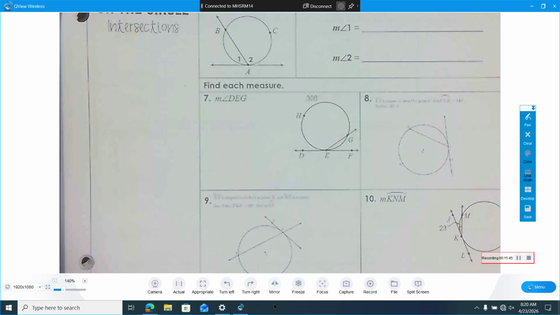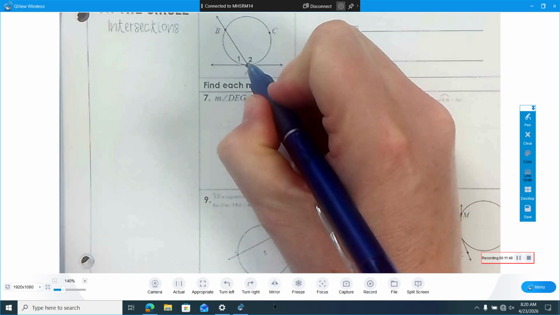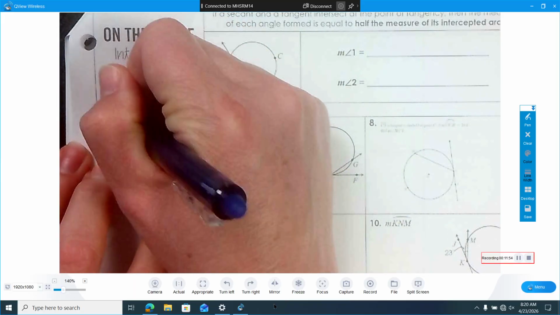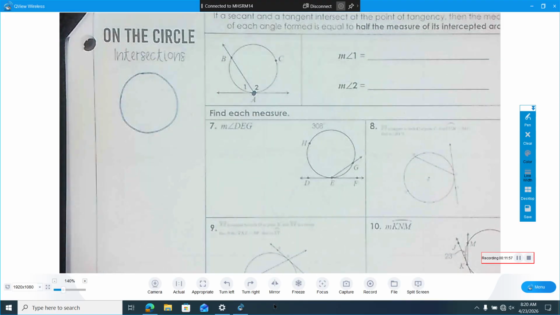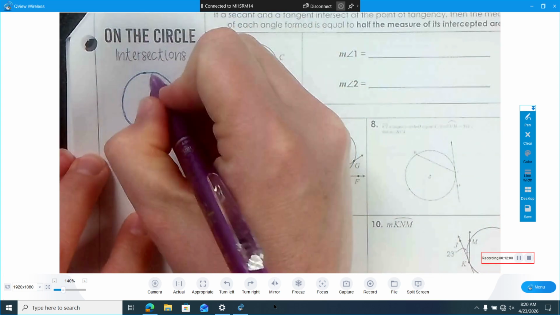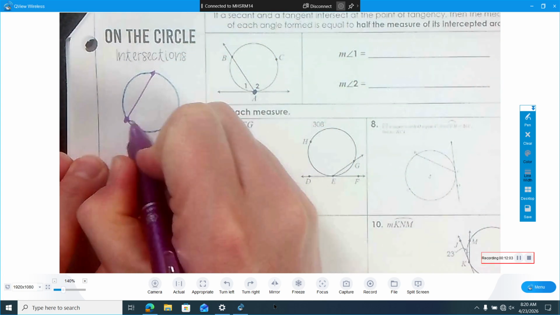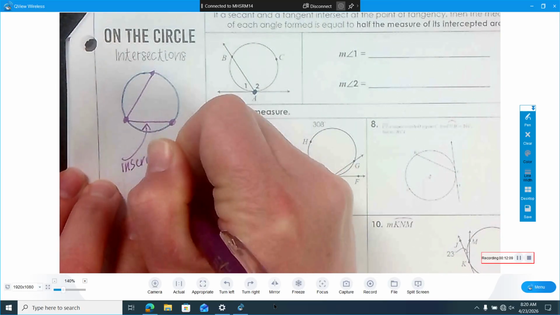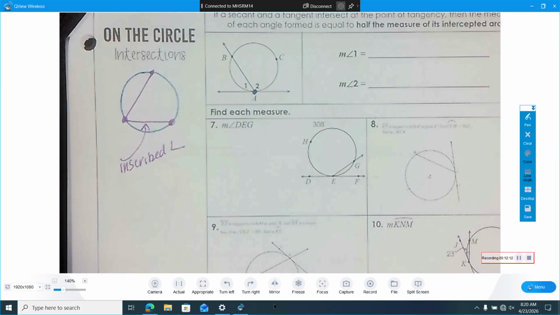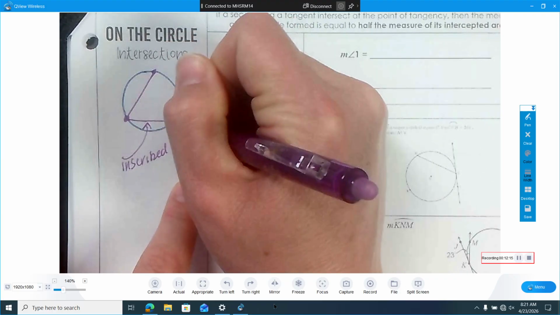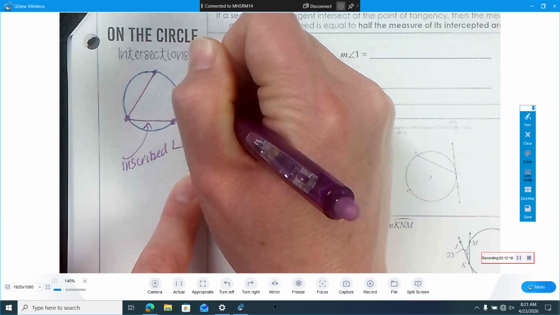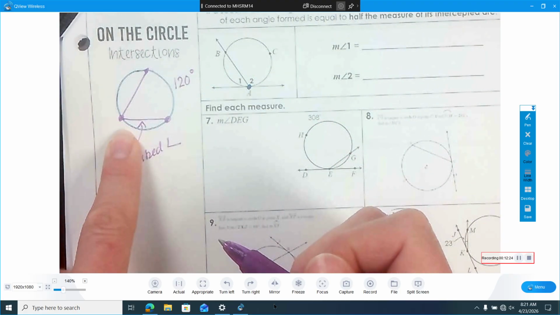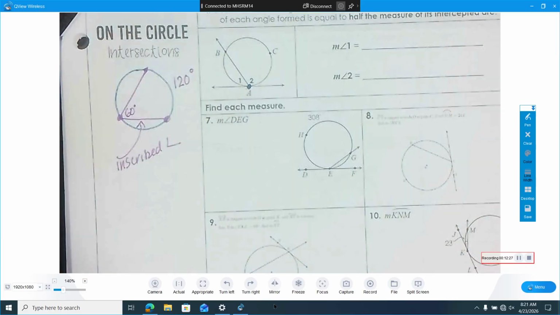When our intersection is on the circle, this goes right back to when we had inscribed angles. An inscribed angle, something like this. This was an inscribed angle. And the inscribed angle, if you had an arc measure, let's say this was 120 degrees. If the arc was 120, what was the angle measure? 60. It is simply half the arc.